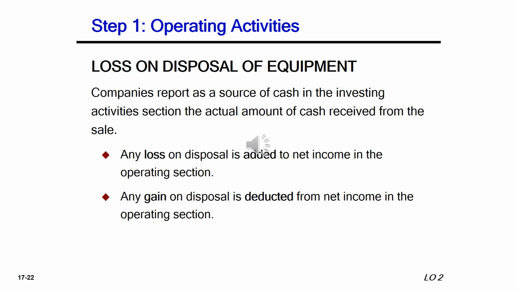Then, as you might remember from the notes that we had, the company sold or disposed of equipment for a loss. So what do we do in that case? Companies report the gain or the loss on disposal of equipment. The companies report as a source of cash in the investing activities section the actual amount of cash received from the sale. So in that scenario, any loss on disposal is added to net income in the operating section, and in the case of a gain on disposal, it will be deducted from net income in the operating section. So let's see how that is going to affect our specific example in the following slide.